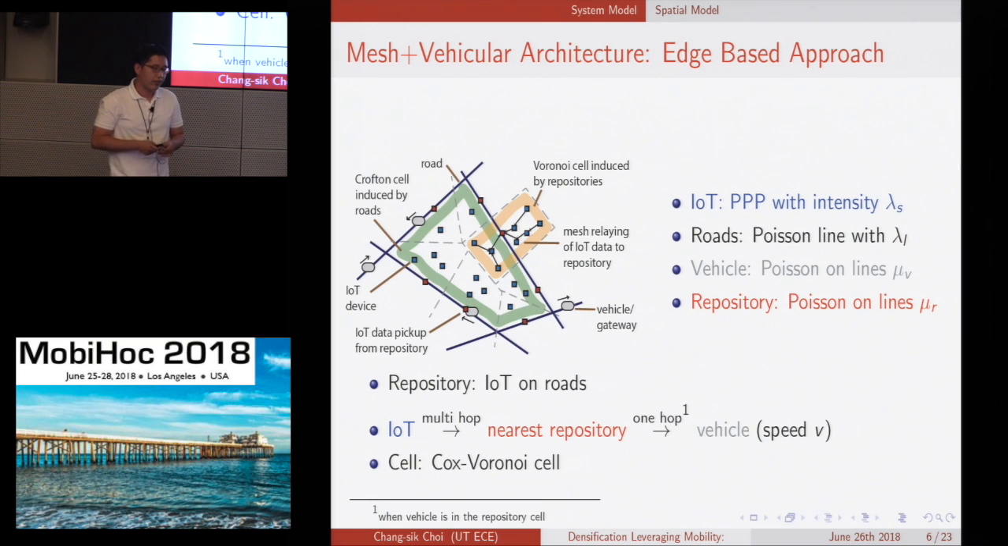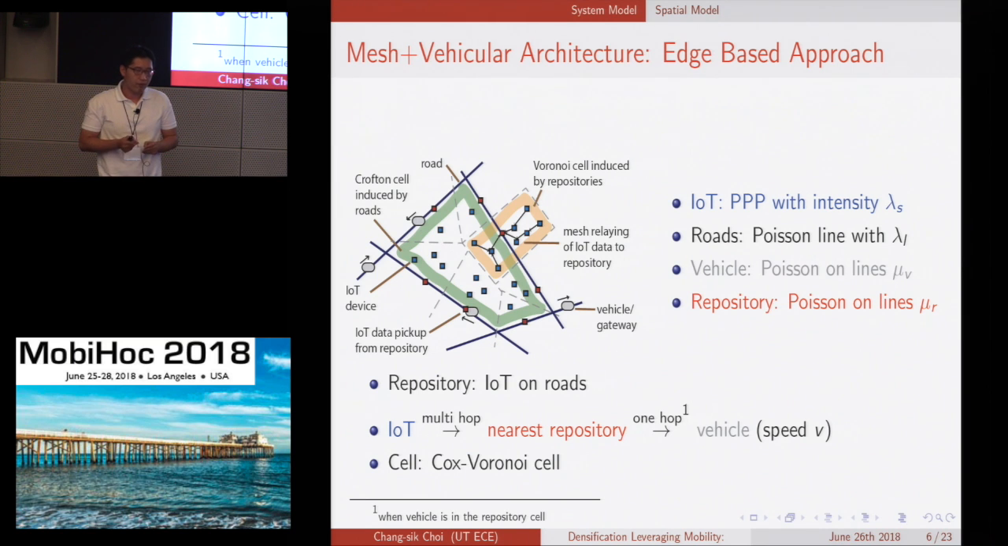And the mesh plus vehicular architecture is an example of the edge-based approach. Similar to the mesh plus cellular, IoT devices are given by a Poisson point process with density lambda s. The road network with the road layouts is given by a Poisson line process with density lambda L. Conditionally on the road, there are vehicles, given by a Poisson point process with parameter lambda v, and there are repositories, also given by a Poisson point process with parameter lambda r. These vehicles and repositories are Poisson point processes because they are Poisson point processes conditionally on the Poisson line process.